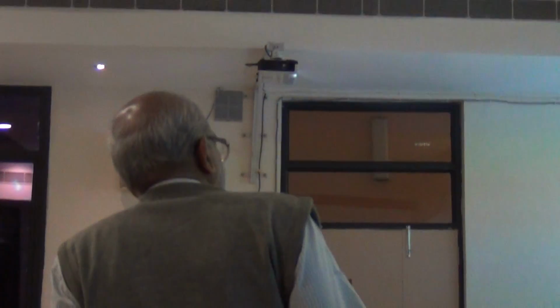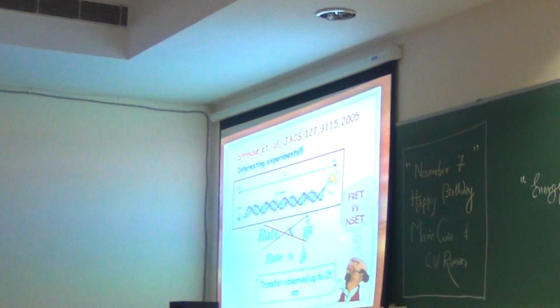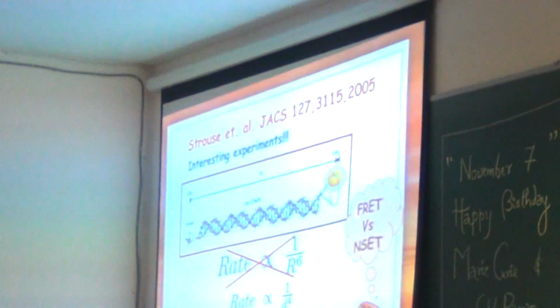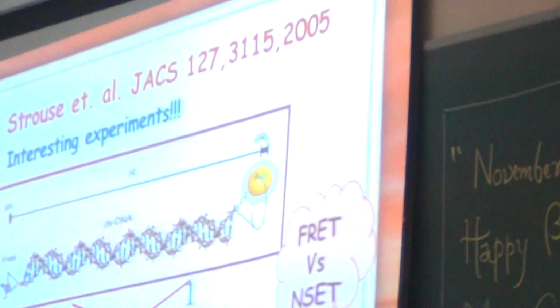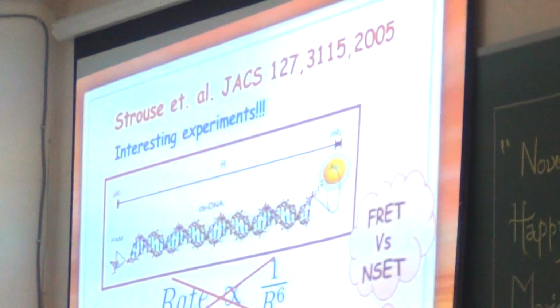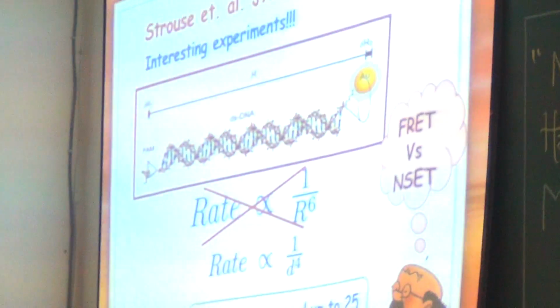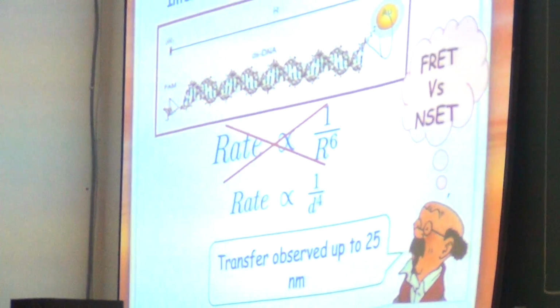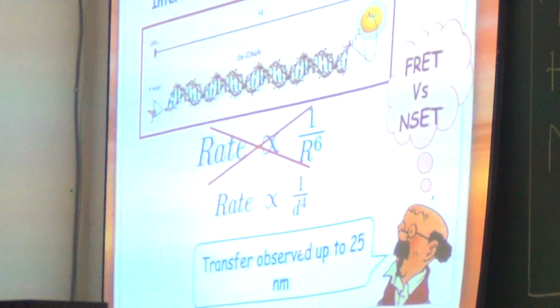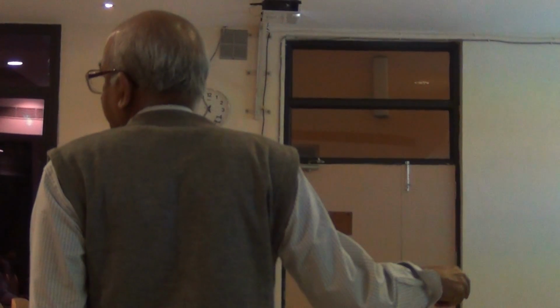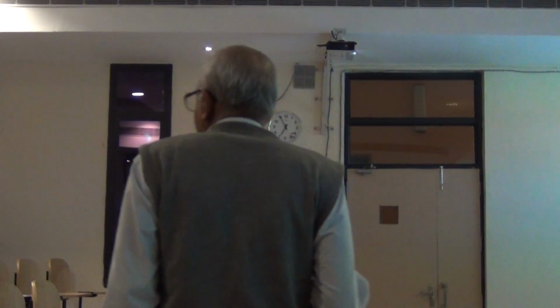They call this particular process nanoparticle surface energy transfer (NSET). And they said it is different from the usual process FRET, which is what I discussed earlier. In FRET the rate will go like 1 by distance to the power of 6, whereas in this case, it is d to the power minus 4. This d is actually the distance of the dye from the surface of the nanoparticle, not the center to center distance. Capital R will be the center to center distance, while d is the distance just from the surface of the nanoparticle to the dye.